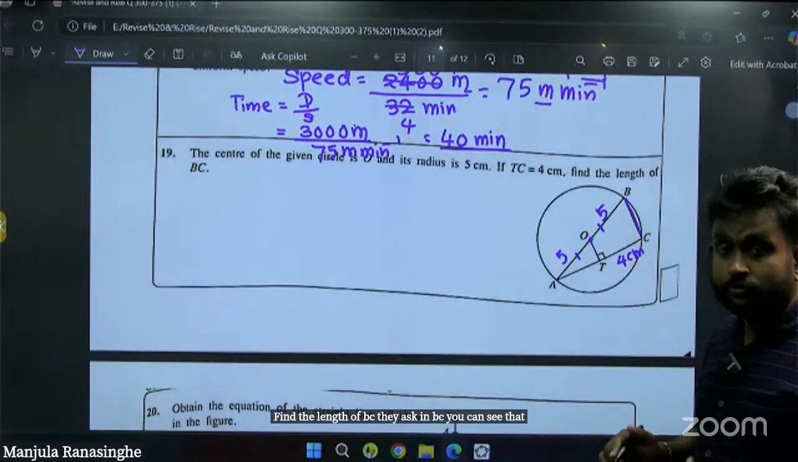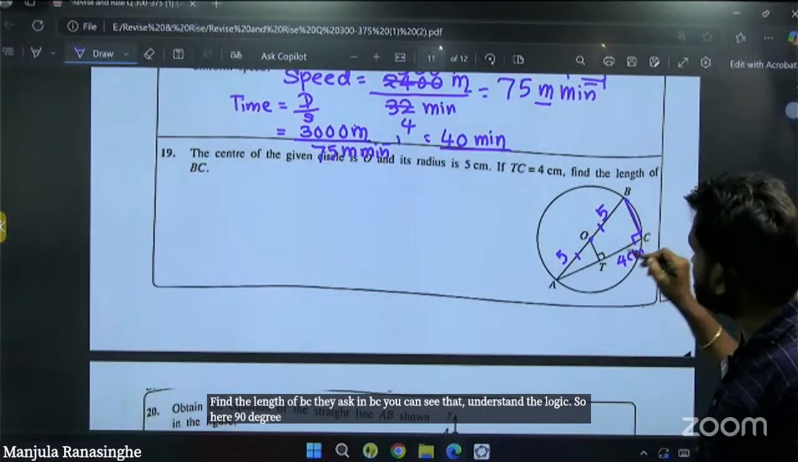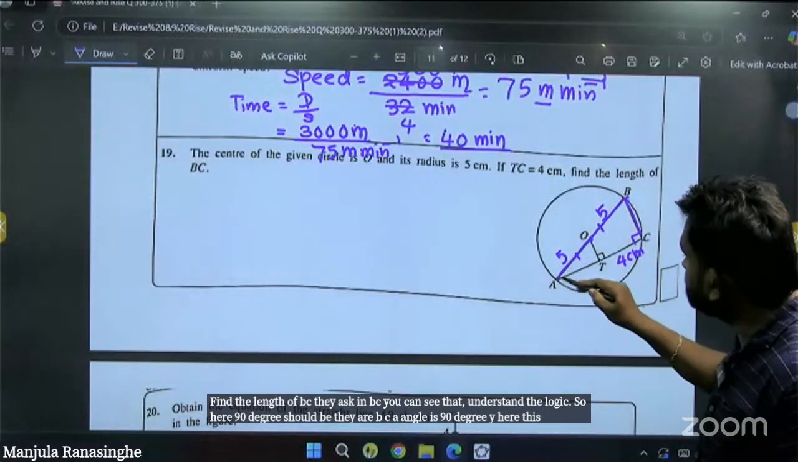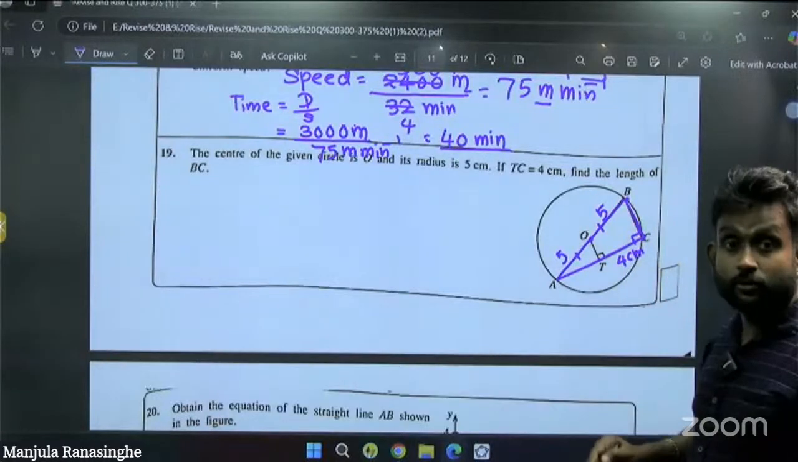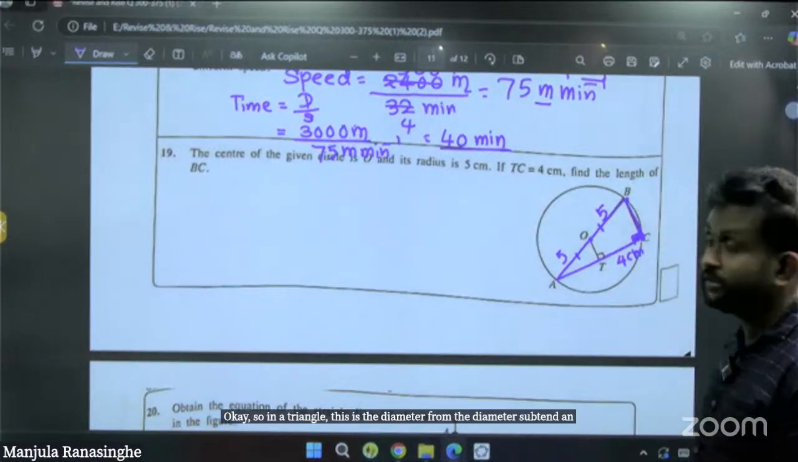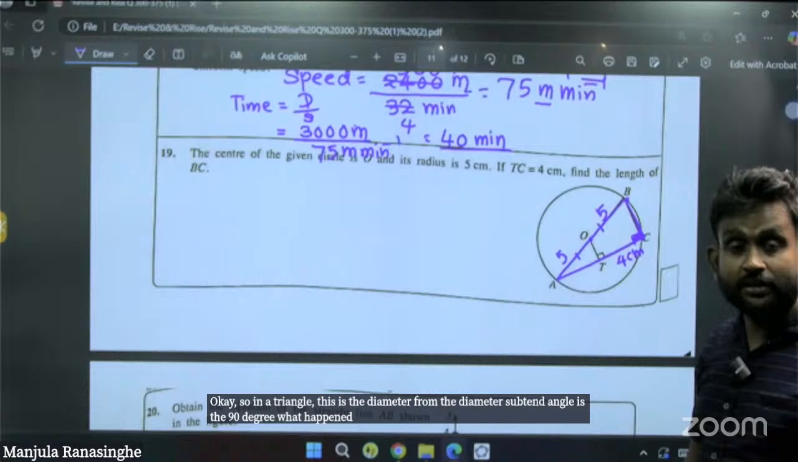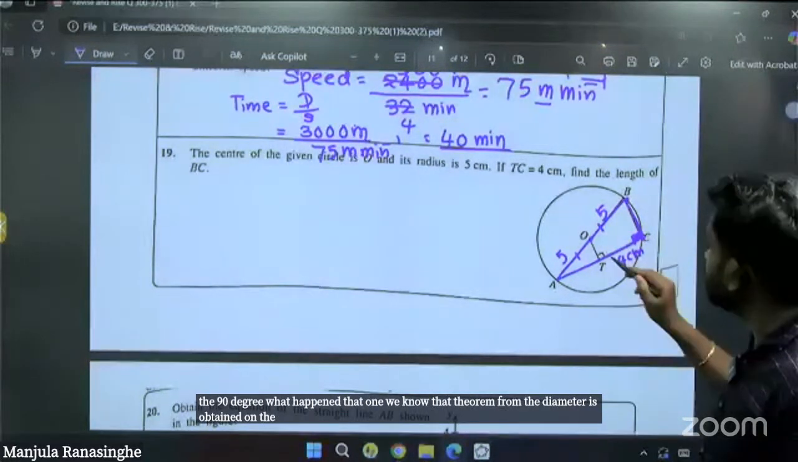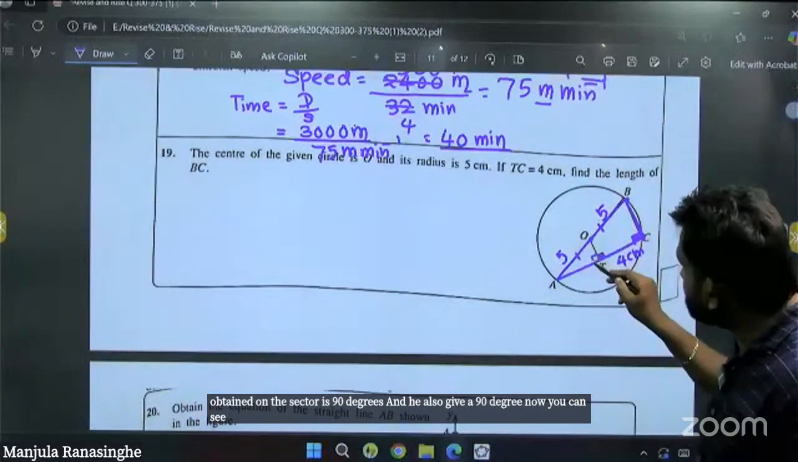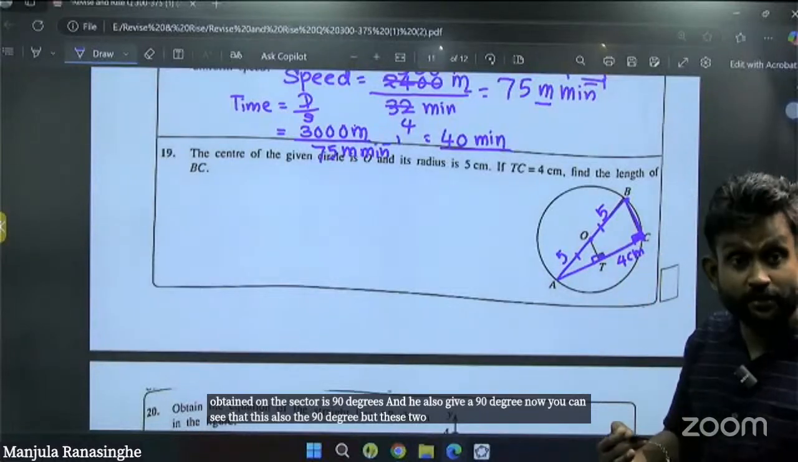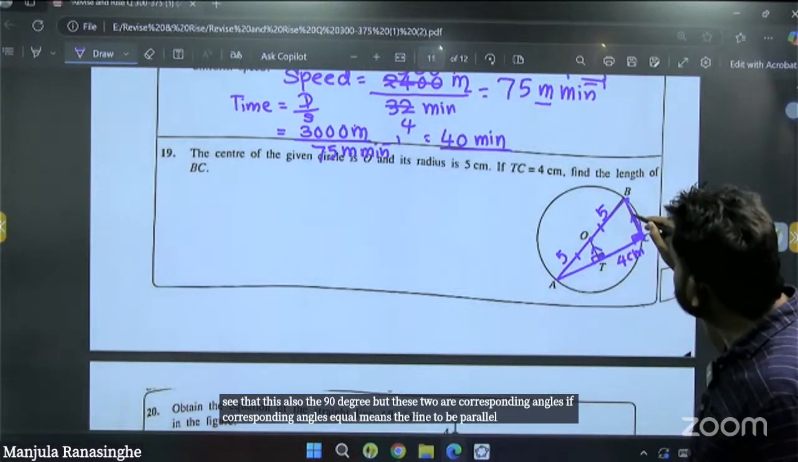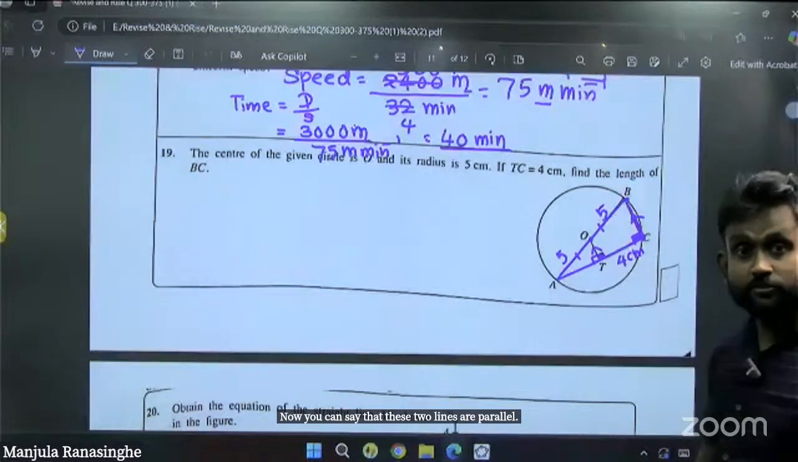Understand the logic. So here a 90 degree angle should be there. Angle BCA is 90 degrees. Why? Here this is a triangle, and this is the diameter. The angle subtended by the diameter is 90 degrees. We know that theorem. And here also 90 degrees is given. Now these two are corresponding angles. If corresponding angles are equal, the lines are parallel. Now you can say that these two lines are parallel.